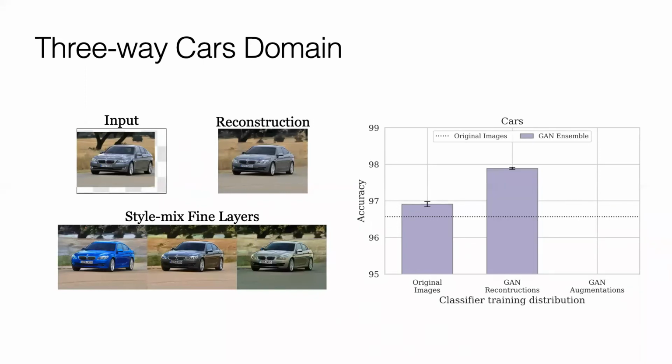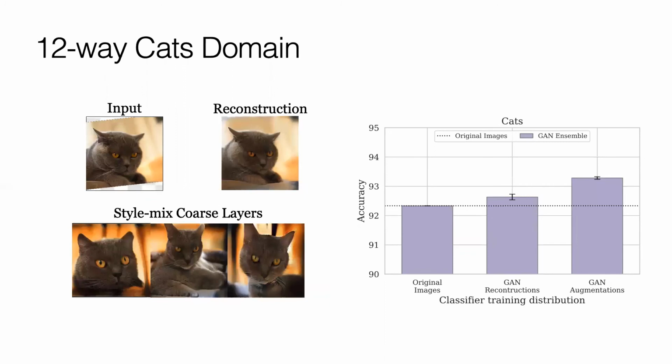Since these reconstructions may not exactly match the input images, we also try fine-tuning the classifier on GAN reconstructions. The benefit to test time ensembling with GAN outputs improves when the classifier is fine-tuned on these reconstructions or on perturbed GAN images using the style mixing operation. We next try a more difficult CAT classification task with 12 categories. Coarse layer style mixing worked better here, but fine-tuning the classifier was necessary to achieve a performance boost.